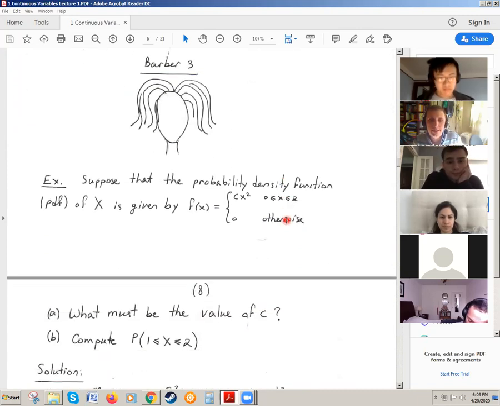So here is your first problem. We have some random variable x, and it's continuous, and the density function is given by f of x equal to cx squared, where x is between 0 and 2. We have to determine first what is c, and then compute the probability that x is between 1 and 2. Would you go ahead and please solve and tell me what is c, and calculate the probability that x is between 1 and 2.